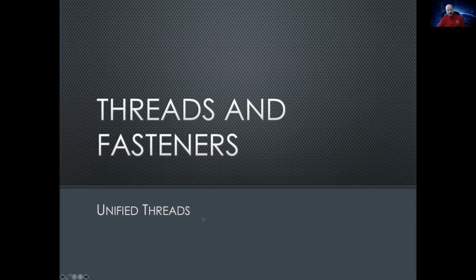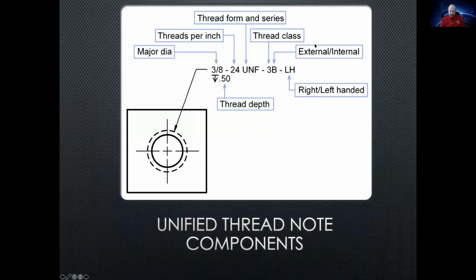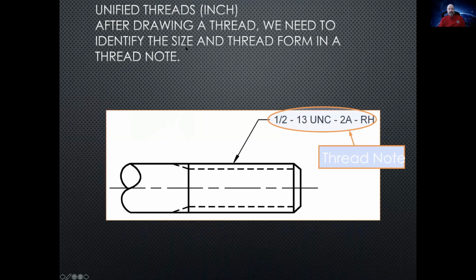All right, let's talk a little bit about unified threads. Here's a simplified drawing, and this is how you would say how to make this. This would be in inches; unified threads are inches. So we need to identify the size and thread form in a thread note. This is the thread note. We've got a 1/2 inch, and that would be the major diameter.